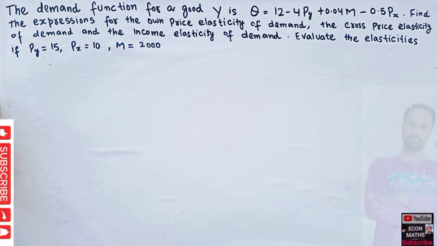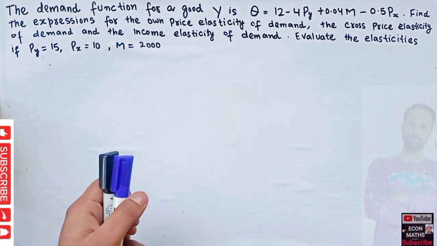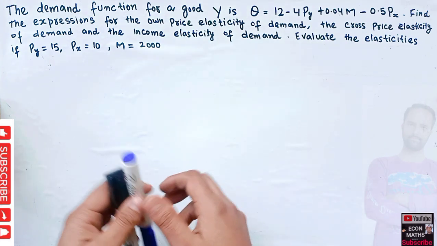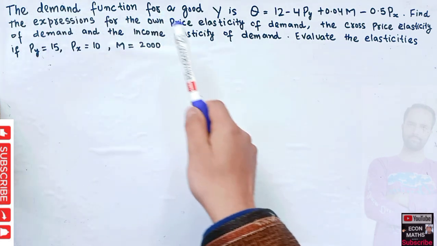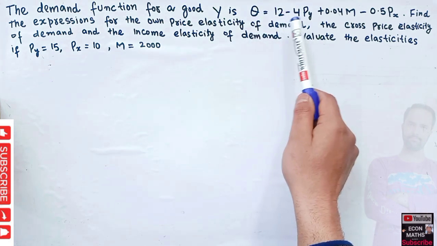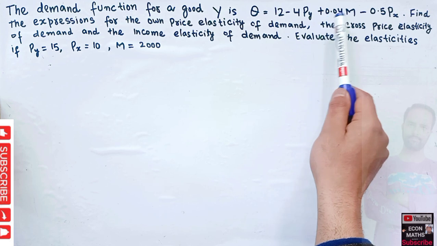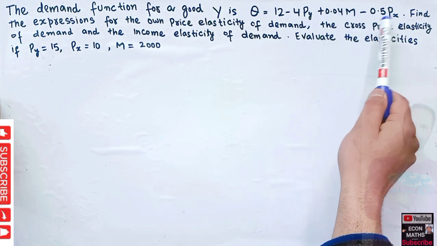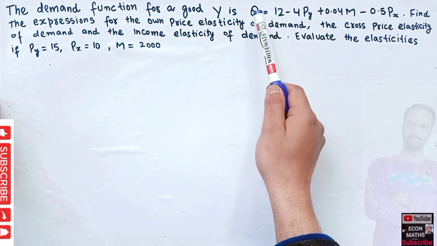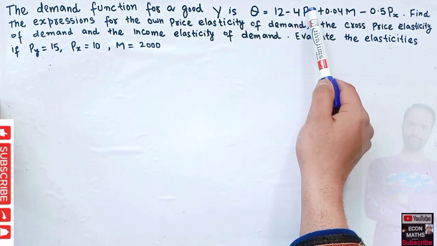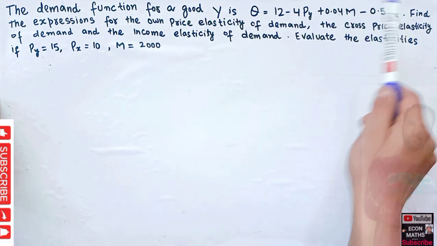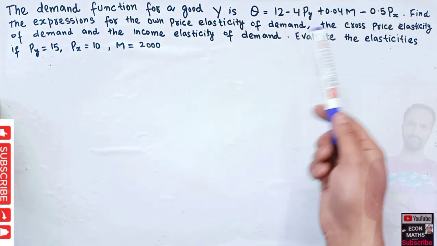In this video, we will try to solve a problem on own price elasticity of demand, cross price elasticity of demand, and income elasticity of demand. The question is like this. The demand function for a good Y is given as Q = 12 - 4Py + 0.04M - 0.5Px. Q is the quantity demanded of good Y, Py denotes the price of good Y, M denotes the income of the consumer, and Px denotes the price of the other good, that is X.